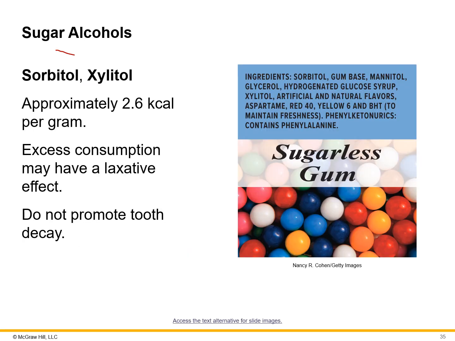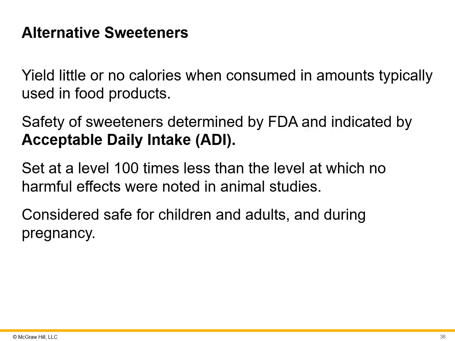We also have sugar alcohols called sorbitol or xylitol. These have about 2.6 kilocalories, so again, less than most carbs at 4. But excessive consumption may have some laxative effects, so it increases feces release, and these do not promote tooth decay. So again, our sugarless gum is an alternative. That's where you'll see these. So in this example, sorbitol is used instead of sucrose.